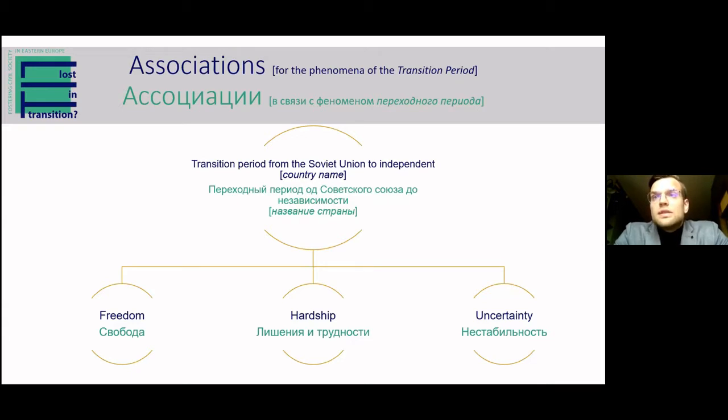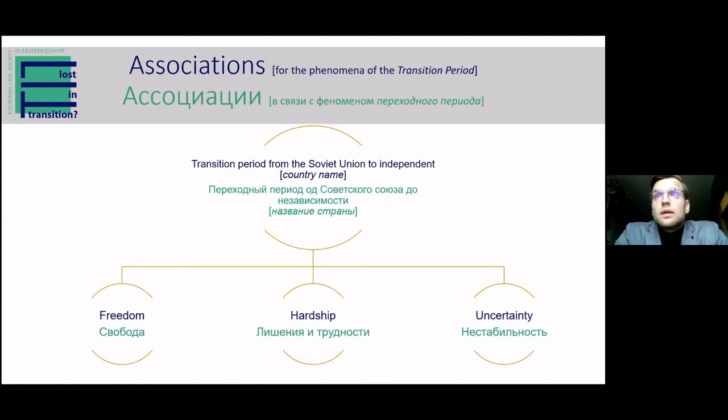So as you see in the example on the screen, I chose the first one. The first phenomenon is the transition period from the Soviet Union to independent, insert the country name. For example, it could be Belarus, Ukraine, Lithuania, or any other post-Soviet country.